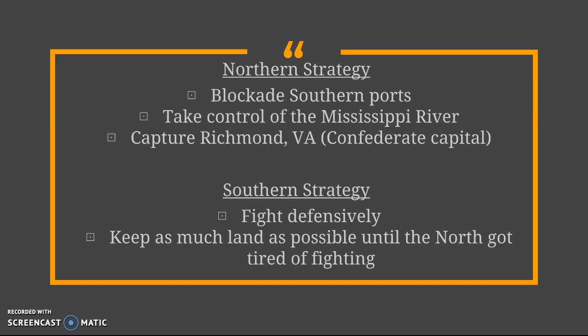The North also aimed to control the Mississippi River because, as we talked about, it was a very important waterway. This would make transportation much easier. And by controlling the Mississippi River, they would also be able to work into the South from the western side as opposed to simply only attacking from the north. And then their final military component of strategy was to capture Richmond, Virginia, which was the Confederate capital city.